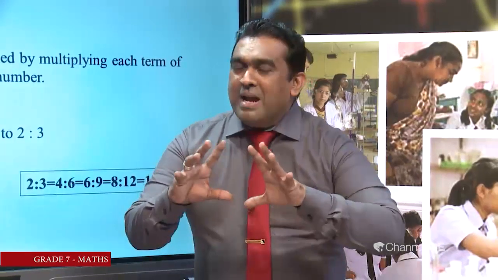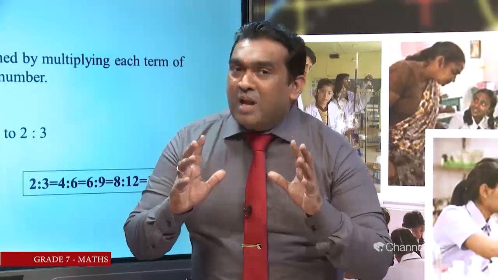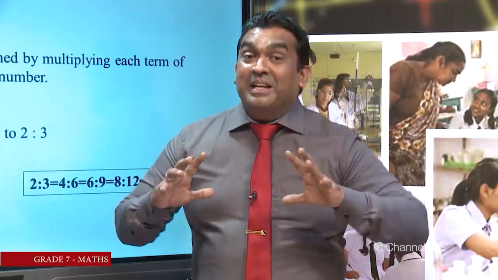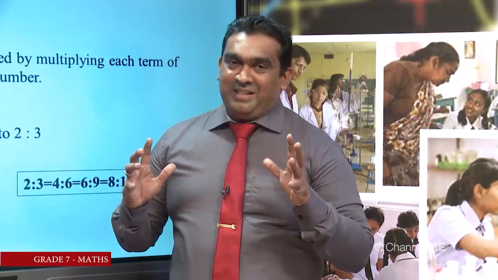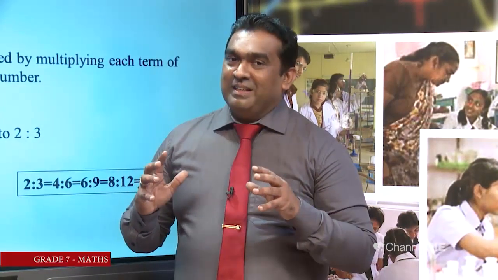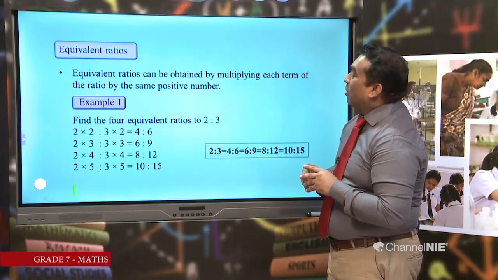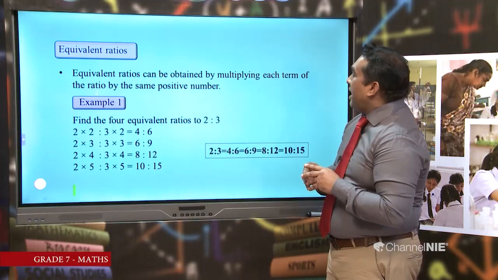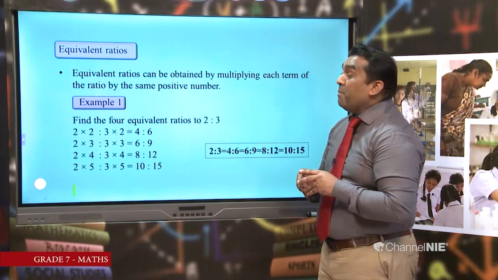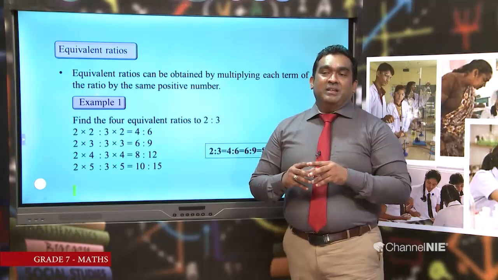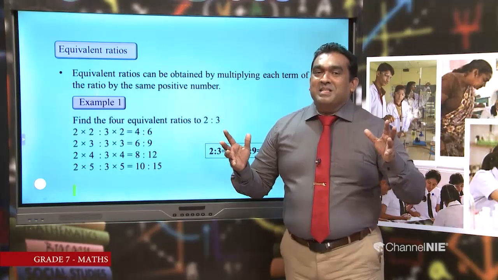Equivalent means multiplying or dividing using the same number. That is the meaning of equivalent. Right? Equivalent ratios can be obtained by multiplying each term of the ratio by the same positive number. Positive numbers. What are the positive numbers?